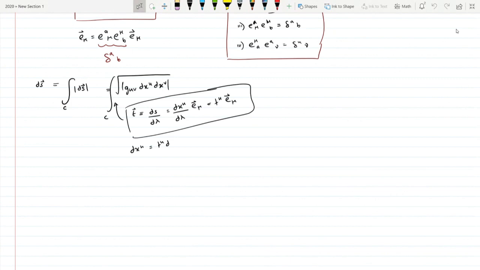Does everyone see this? This solves our problem, and we can move further, which is to say that the distance between 2 points on our curve, if we integrate along the curve, is the integral of the square root of g mu nu t mu t nu, with d lambda coming outside as our measure.